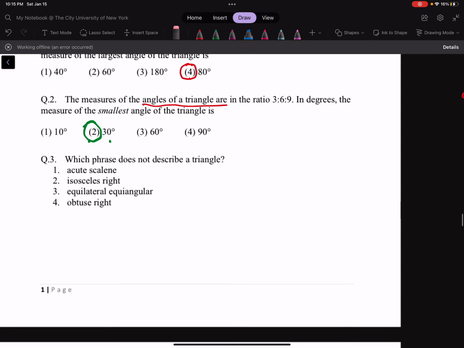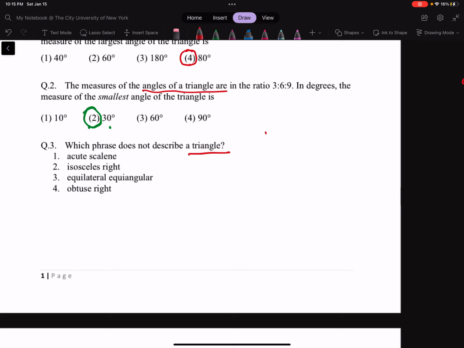And then, which phrase doesn't describe a triangle? So basically it's the classification of triangles. Acute scalene: none of the sides are congruent and all the angles are less than 90 degrees. That's the acute angle, so it describes a triangle. Isosceles right: it is possible to have an isosceles right triangle, because if one angle is 90 degrees and two of the legs are congruent, you can call it an isosceles right triangle. So that also describes a triangle, so they are not our answers, we can eliminate them.